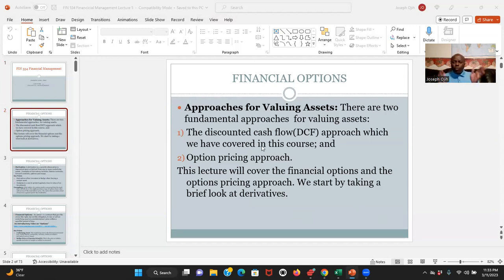Now, when it comes to valuing assets, there are two approaches we use in finance. The first approach is the discounted cash flow approach. And the second one is the option pricing approach. So in this lecture, and the one that will come after that, we'll be focused on options, financial options. Let me start by taking a brief look at derivatives.